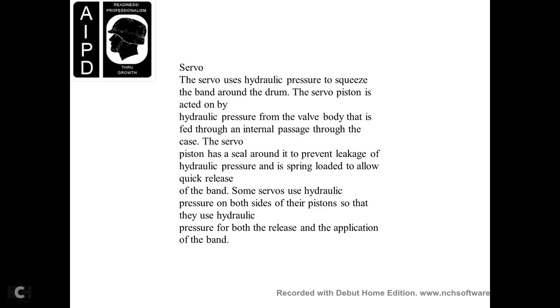Servo. The servo uses hydraulic pressure to squeeze the band around the drum. The servo piston is activated by hydraulic pressure from the valve body, fed through an internal passage into the servo cover. The servo piston seal prevents leakage of the hydraulic pressure. A spring loads the piston to allow the quick release of the band. Some servos use hydraulic pressure on both sides of the piston for both the release and application of the band. Operation.